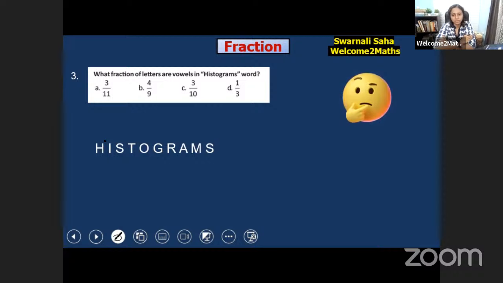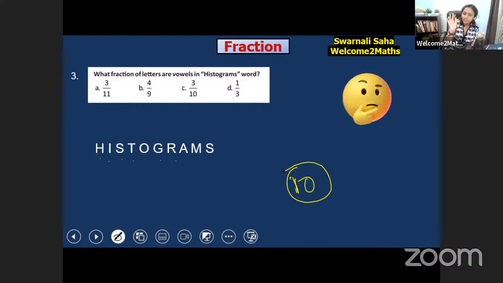Wow, so many answers. Let's check the answer. For "histograms", first we have to count the letters. How many letters do we have? 1, 2, 3, 4, 5, 6, 7, 8, 9, 10. So there are 10 letters here. Then we find how many vowels there are. You all know the vowels. There are only 5 vowels in the English alphabet: A, E, I, O, U.